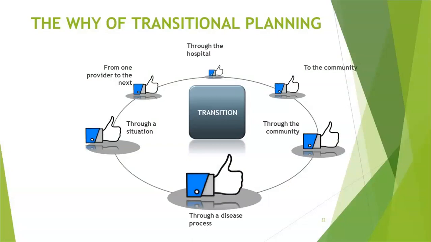Then the patient might move to the community, through a disease process or situation, because not every patient is going to remain a patient in the community if it's a simple gallbladder or something like that. And sometimes they get transitioned from one provider to the next, and these are the points at which we have to do extra careful diligence when patients are moving from one provider to another, because that's where the baton can get dropped. That's where communication can fall short.